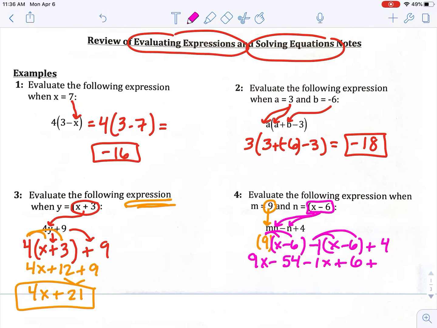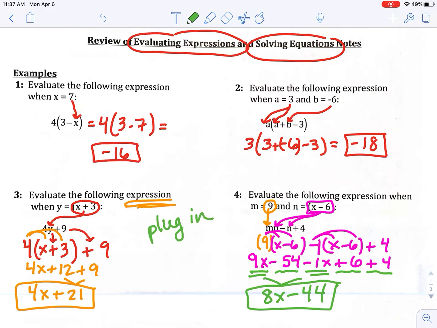Again, take your time, use your calculator. I can do a lot of this in my head, but you would probably go a little slower and use your calculator, and that's fine. Now I'm going to combine like terms, and so I should get 8x, and when I combine all of these, I think I get negative 44. So the answer is 8x minus 44. Again, we're just evaluating by plugging it in. Always plug in with parentheses. And don't forget to distribute, if you need to distribute.